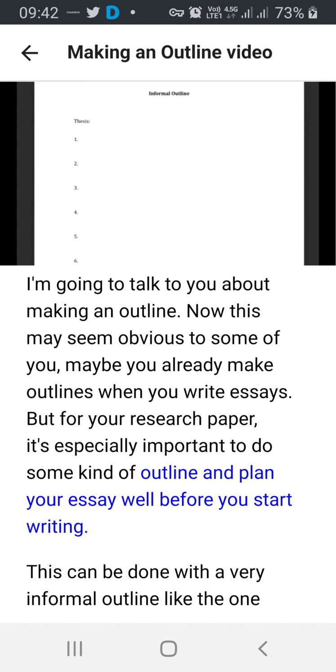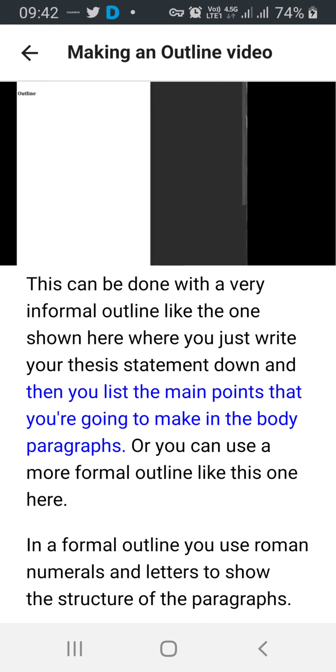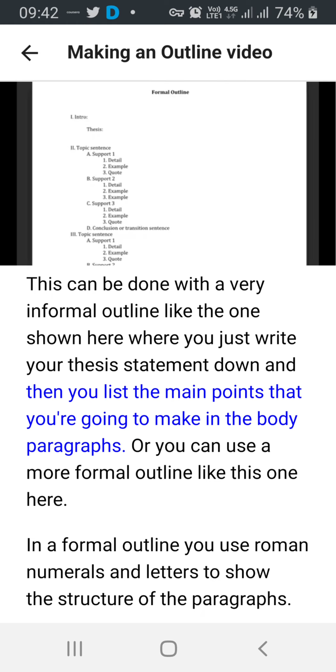you start writing. This can be done with a very informal outline, like the one shown here, where you just write your thesis statement down, and then you list the main points that you're going to make in the body paragraphs. Or you can use a more formal outline like this one here.